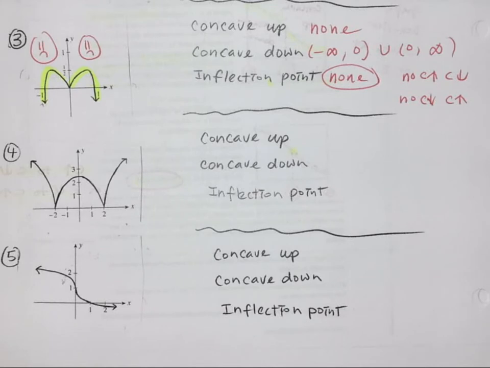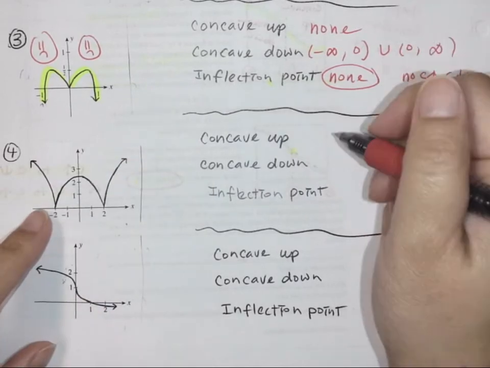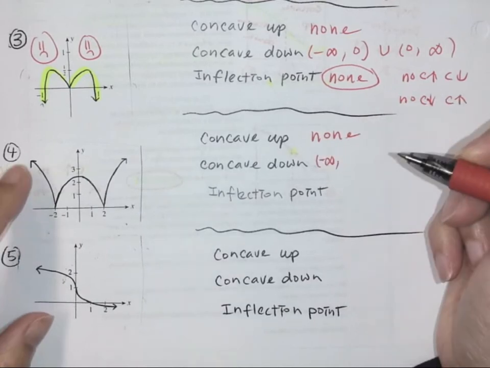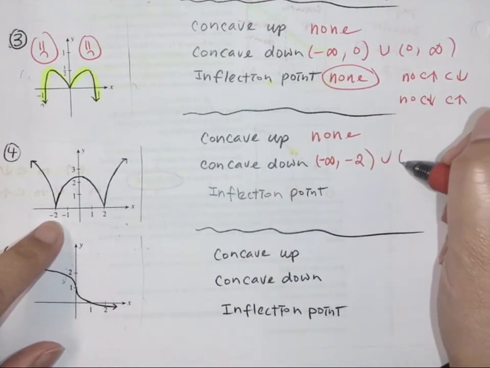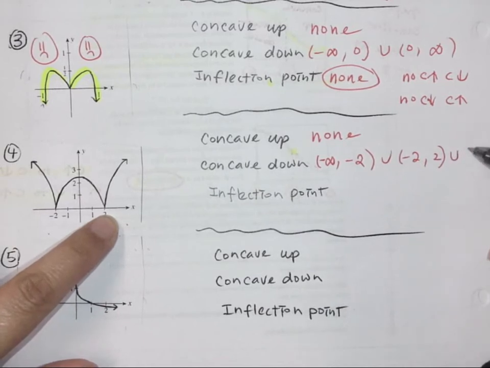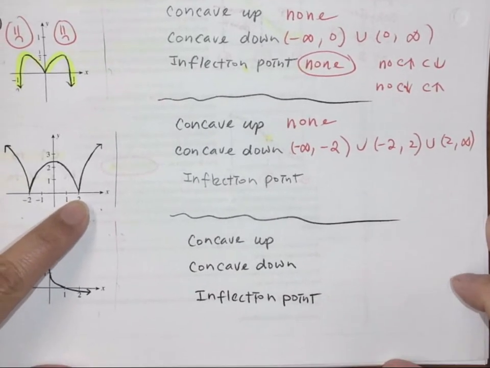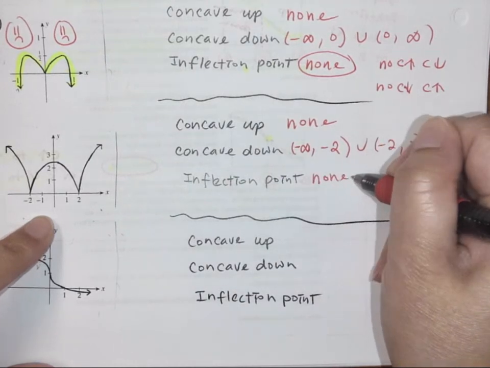Okay, looking at number 4. Again, it looks like all of them are concave down, down, down, down. So concave up is none, concave down is negative infinity to x equal to negative 2, and then starting from negative 2 to 2, starting from 2 to infinity. All right. And what is the inflection point? Again, we don't have a concavity change, so it's going to be none again.